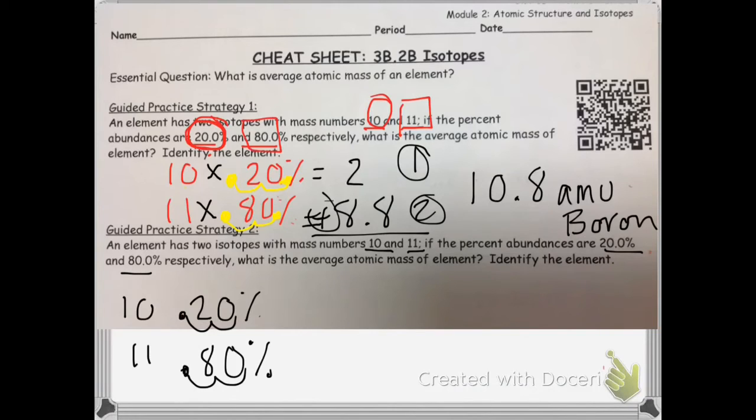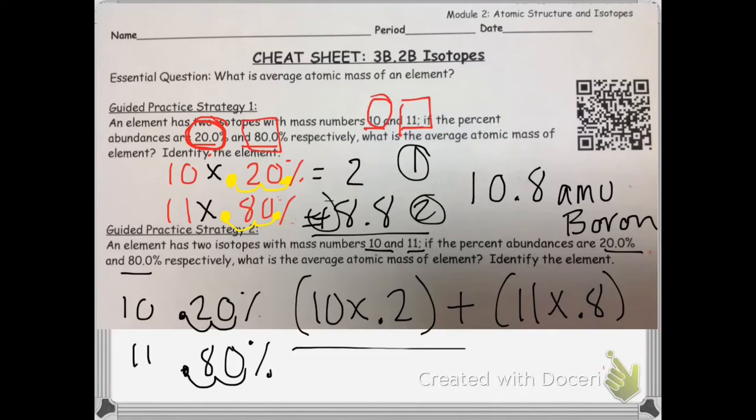Parentheses are an amazing thing. It's called order of operations, and we want to make sure that everything in parentheses gets done first. So the thing that we did first was 10 times 0.2, and then we also did 11 times 0.8. The next step after making sure that both of those got multiplied is we took the sum. Remember, sum is adding. And if you put this in your calculator exactly as it is shown right here, you will literally get the exact same number, which is 10.8 AMU.